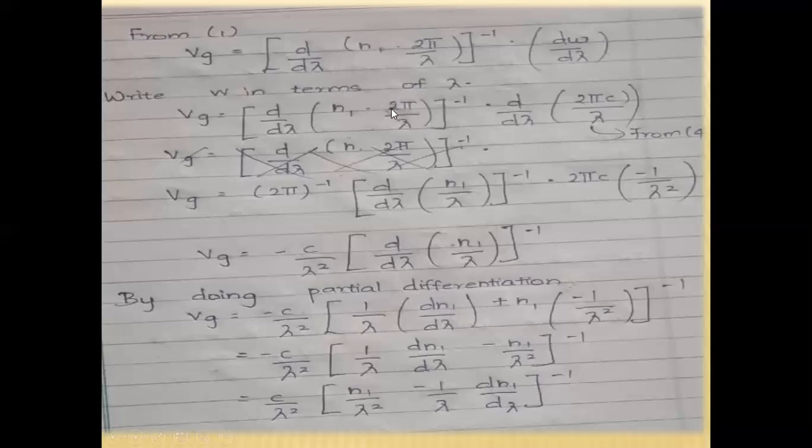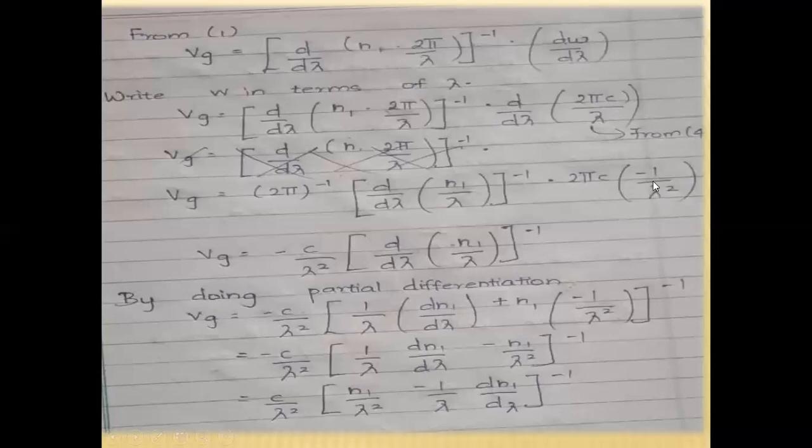Now, here this 2π value is constant, so I'm taking it outside. So we will get 2π, the whole inverse, again d/dλ of n1/λ, the whole inverse, and here also I'm taking 2π as a constant value. So minus 1 divided by λ², because the differentiation of 1/λ with respect to λ gives minus 1 by λ², right?